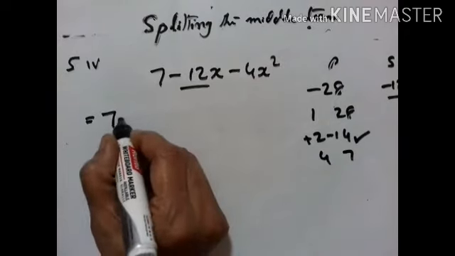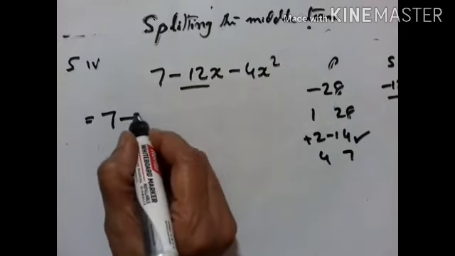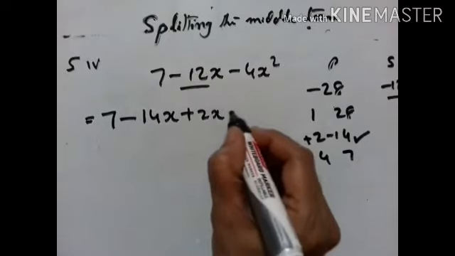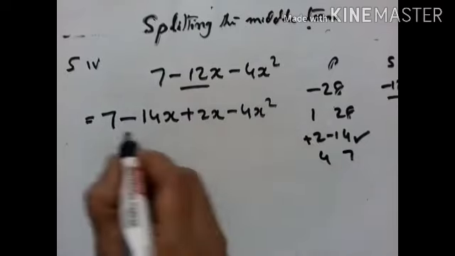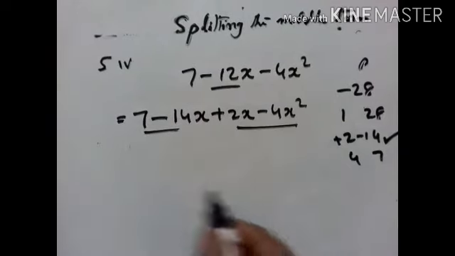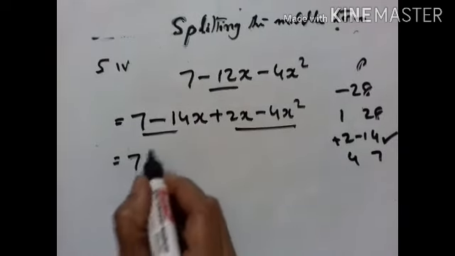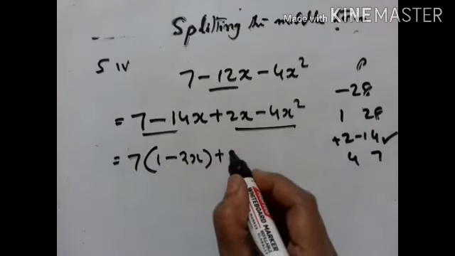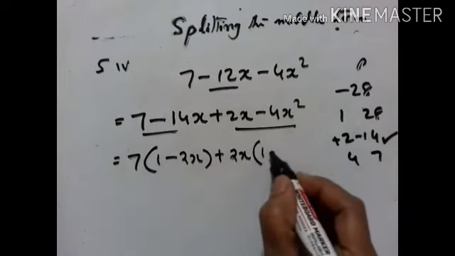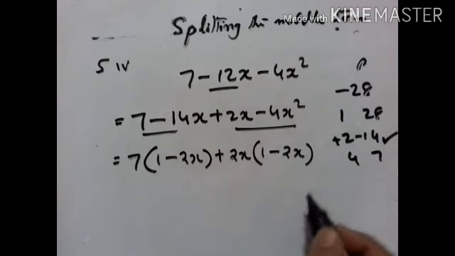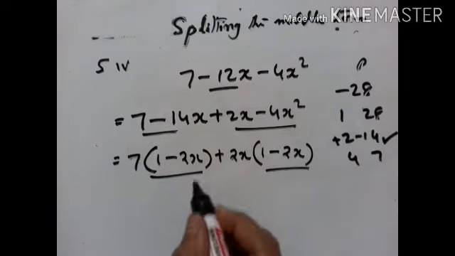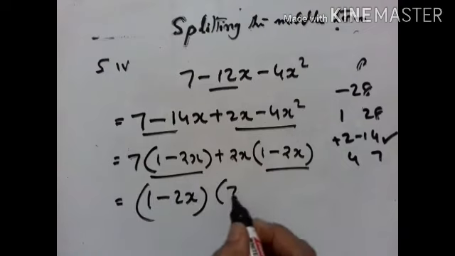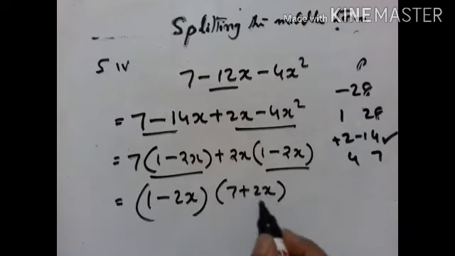7 minus 14x plus 2x minus 4x square. 7 is common, 1 minus 2x. 2x is common. 1 minus 2x. 1 minus 2x is common. 1 minus 2x into 7 plus 2x, or 2x plus 7.